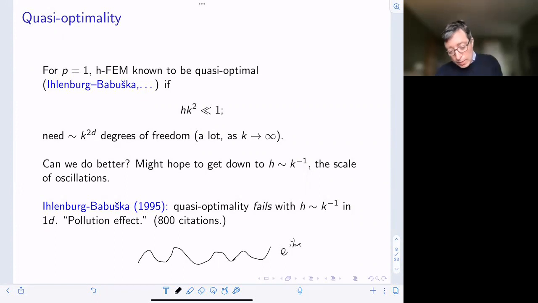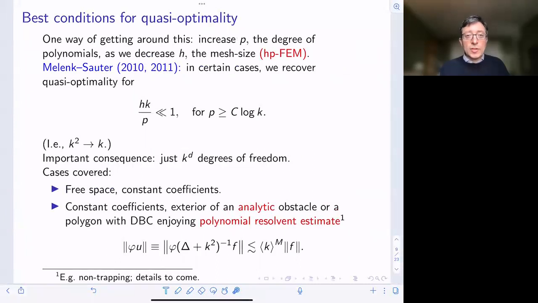So there's this paper by Ihlenburg and Babuška from 1995. As of when I checked a few days ago, it had 800 citations. It's been incredibly influential. They explain what they call the pollution effect, which is that they can show quasi-optimality fails for sure, even in a simple one-dimensional example, when you only assume that h is of order k inverse. So it doesn't suffice to shrink your mesh to be small on the scale just of one wavelength. It's not enough. So that's the bad news.